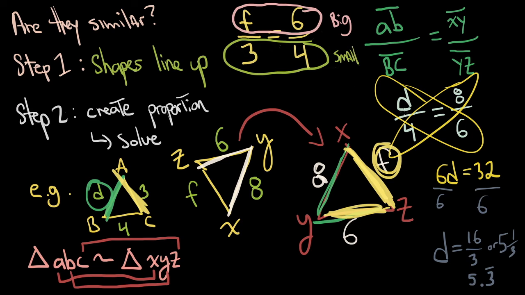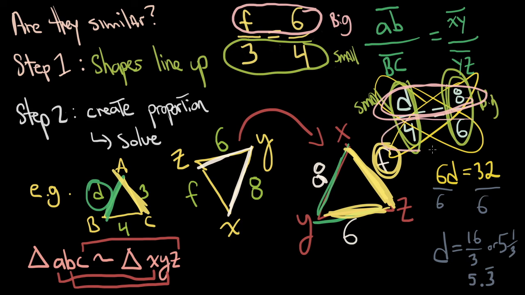Notice what I did over here. I said d over 4, so this is how I grouped them over here. I said this was the small triangle, and this was the big triangle. So many colors, but I kept those things similar and these things similar. So as long as you're being very consistent, you can do your cross multiplying. So I'm going to cross multiply here, and I get 4f is equal to 18.